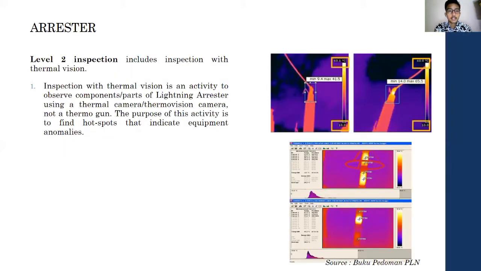And level 2 inspection includes inspection with thermal vision. Inspection with thermal vision is an activity to observe components or parts of a lightning arrestor using a thermal camera or thermovision camera, but not a thermogun. The purpose of this activity is to find a hotspot that indicates equipment anomaly. This is the picture of thermovision. You can see it in the slides.